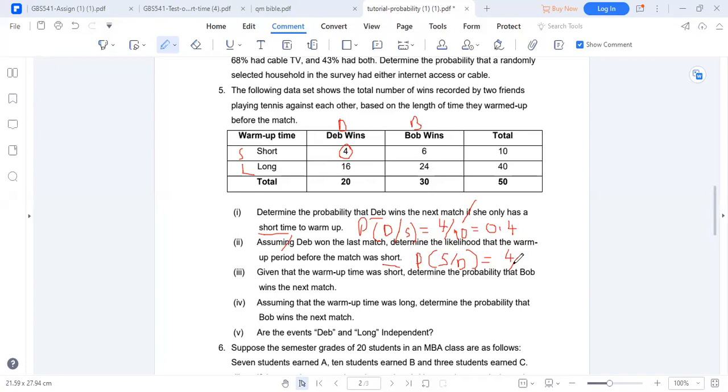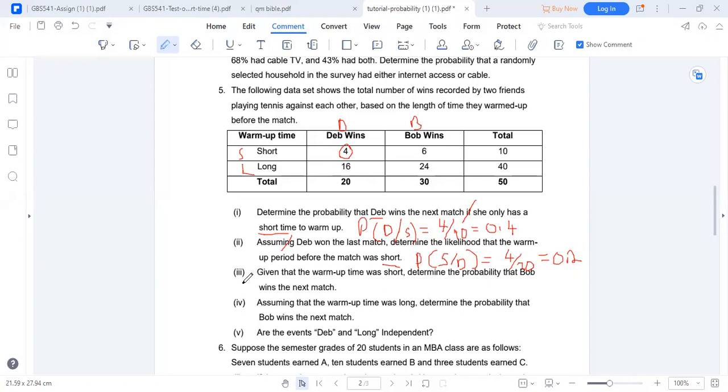For Deb. So 20 there. So we're going to have 0.2 as the answer. So you need to have the grammar at your fingertips, assuming Deb, determine the probability that it will be a short one. So it's the reciprocal of this one here. So you need to really understand what's happening.